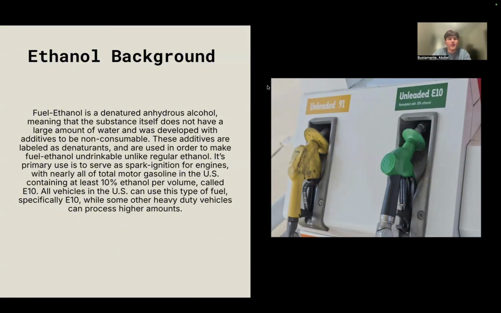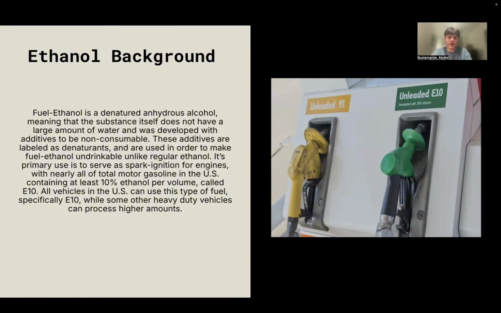Ethanol background. Fuel ethanol is a denatured anhydrous alcohol, meaning that the substance itself does not have a large amount of water and was produced with additives in order to become non-consumable. These additives are labeled as denaturants and are used in order to make fuel ethanol undrinkable, unlike regular ethanol, which is found in alcohols. Its primary use is to serve as spark ignition for engines, with nearly all of total motor gasoline in the US containing at least 10% ethanol per volume, called E10.